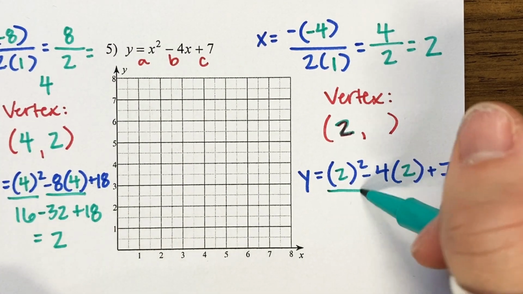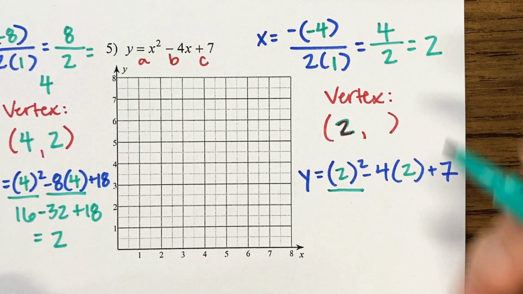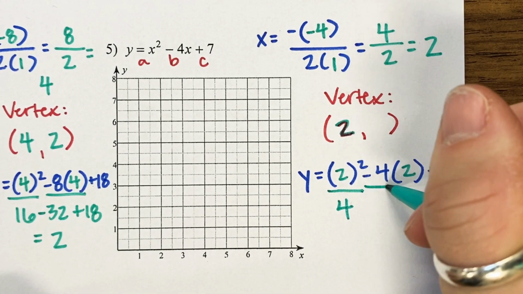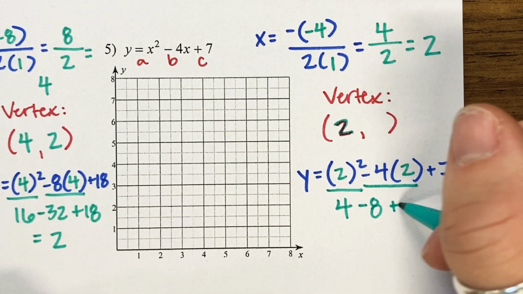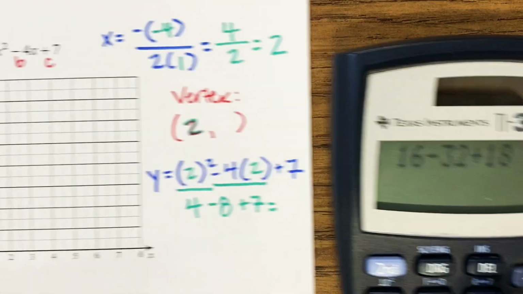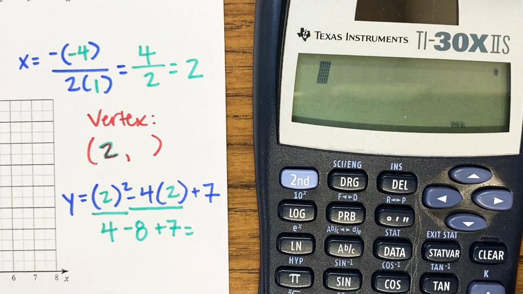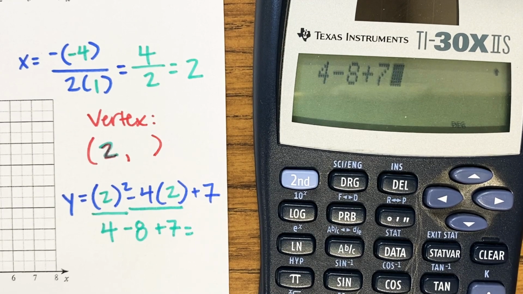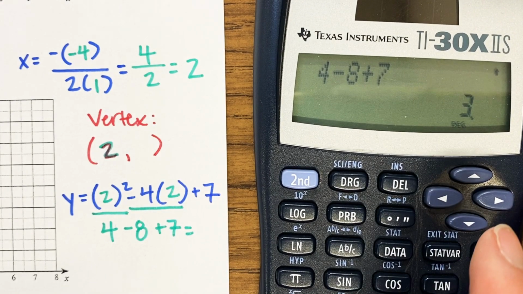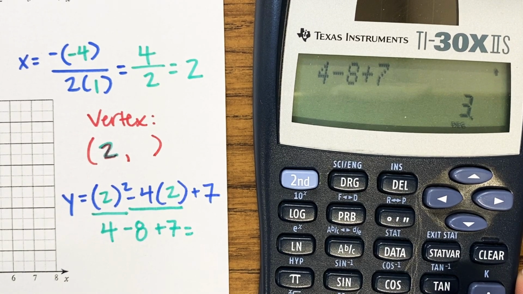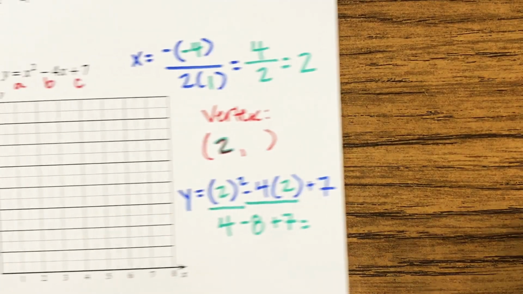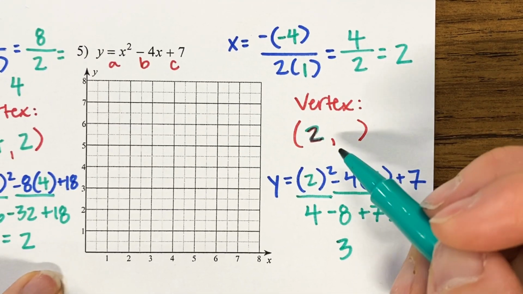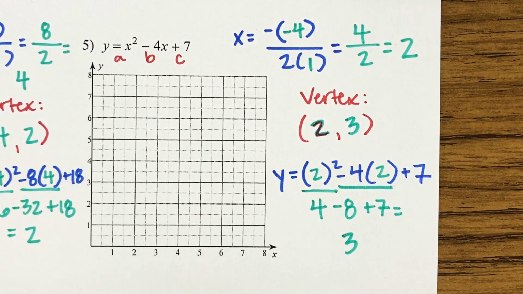Okay, so now we can solve. What is 2 squared? 2 times 2? 4. What's negative 4 times 2? Negative 8 or minus 8 and plus 7 on the end. What are we going to get here? We can put in our calculator. So I can do 4 minus 8 plus 7. That's going to give me positive 3. Are we sure? 4 minus 8 plus 7. Yep, just in my head. Positive 3. So we know that the y part of my vertex is positive 3.